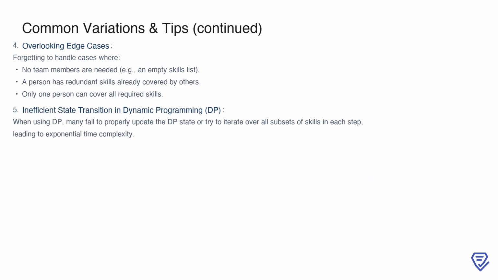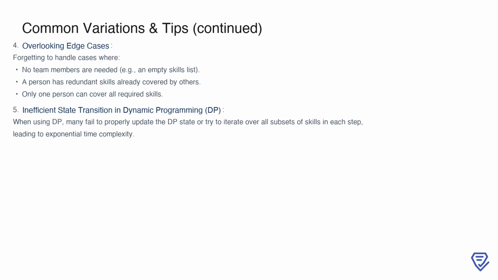Another frequent issue is overlooking edge cases. For instance, scenarios where no team members are needed, such as when the skills list is empty, or when a person's skills are entirely redundant because they're already covered by others, need to be handled explicitly. Also, consider cases where a single person can satisfy all the required skills. These edge cases can easily trip up a solution if not accounted for.